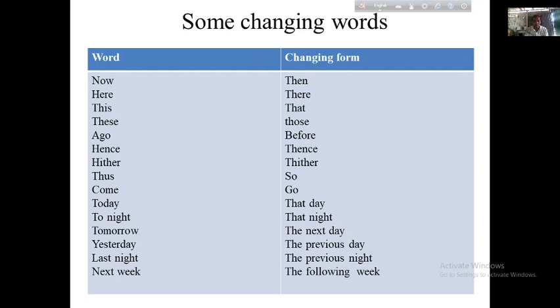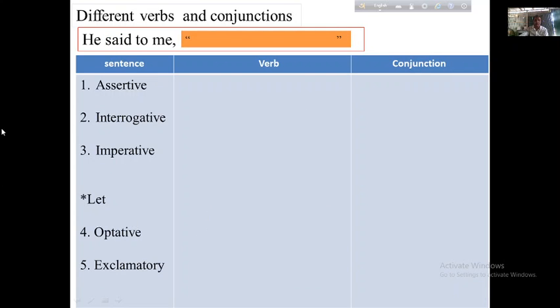Some changing words. When we change sentences from direct to indirect, we need some changing forms of words, such as now, then, here, there, this, that, these, those, ago, before, hence, thence, thus, so, come, go, today, that day, tonight, that night, tomorrow, the next day, yesterday, the previous day, last night, the previous night, next week, the following week. You can also take a screenshot to memorize these words. Let us see another point.